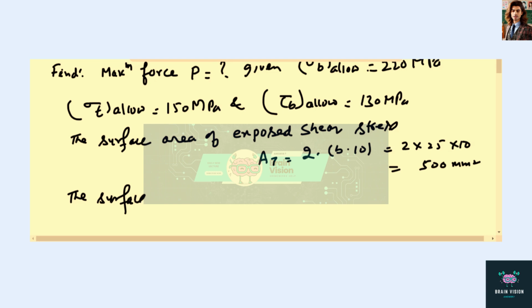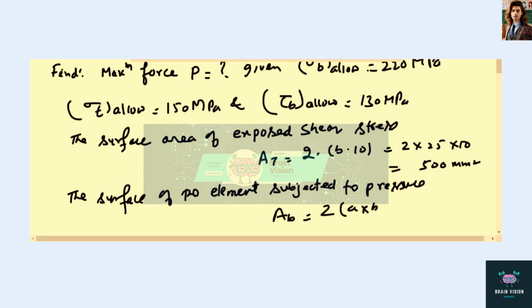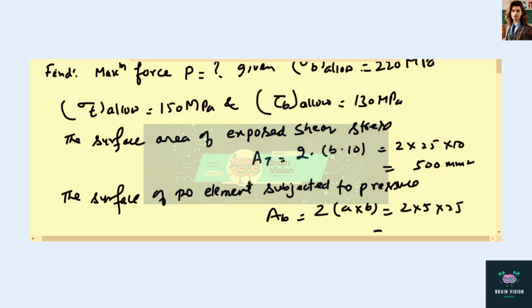The surface of the element subjected to pressure is 2 into AB, 2 into 5 into 25, so it is 250 millimeter square.